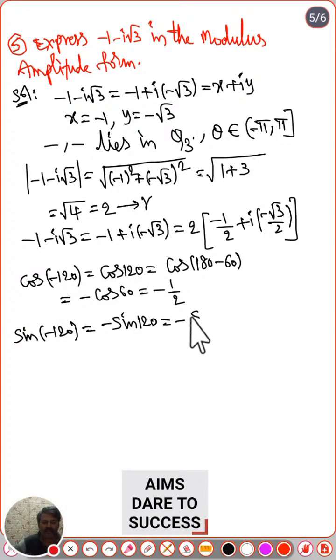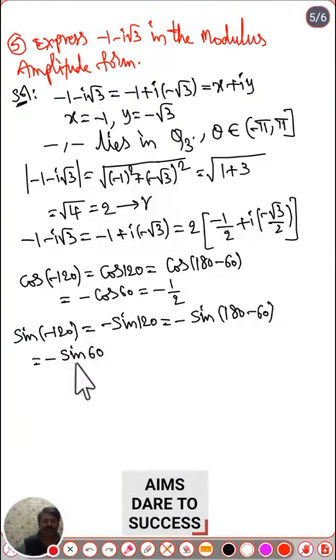Okay, minus sine 120 is minus sine of 180 minus 60. Sine of 180 minus theta is sine theta, so sine of 180 minus 60 is sine 60. So minus sine 60, whose value is root 3 by 2 with the minus sign. So this is also matching.